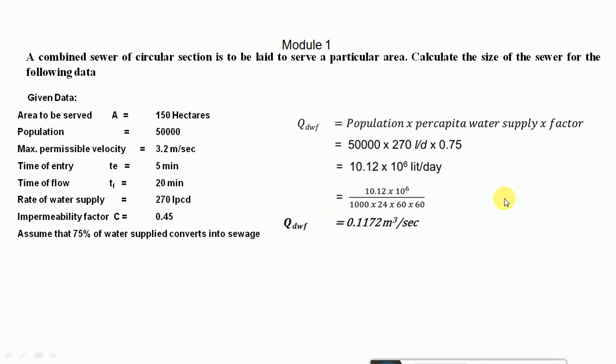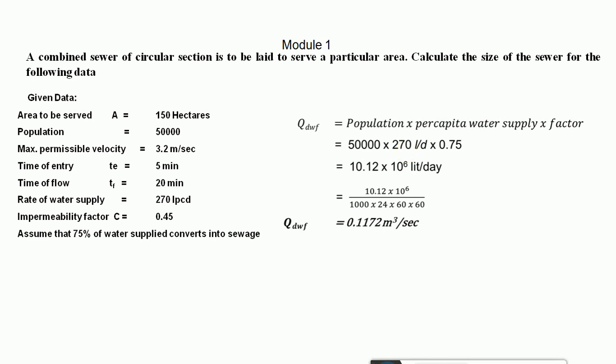Okay, so in the first step we will determine what is the dry weather flow. To obtain the dry weather flow, what we generally do is multiply the population into per capita water supply into the peaking factor if it is given. Here in this case the peaking factor is not given and the rate of water supply is around 270 LPCD. That is why no need to add the peaking factor, because it is already more. It is given for the peak water supply.